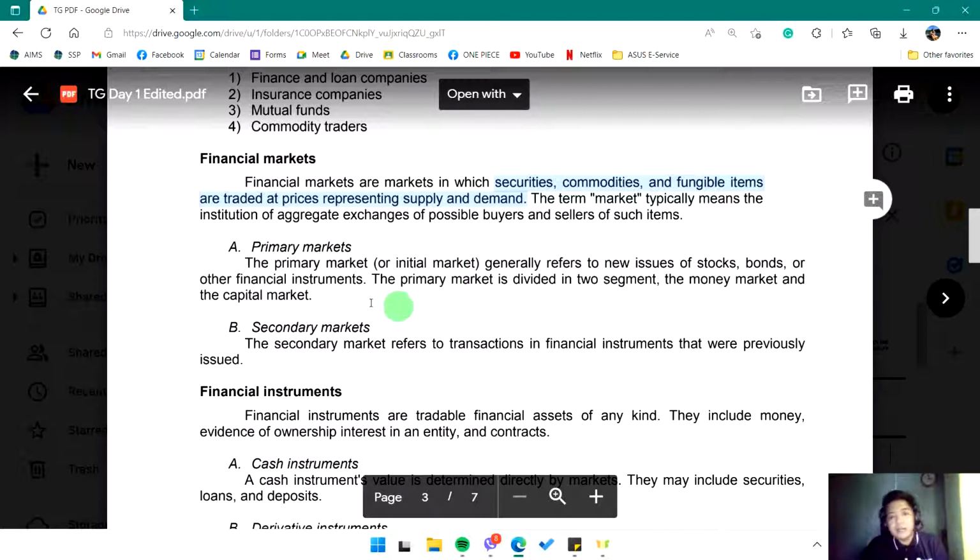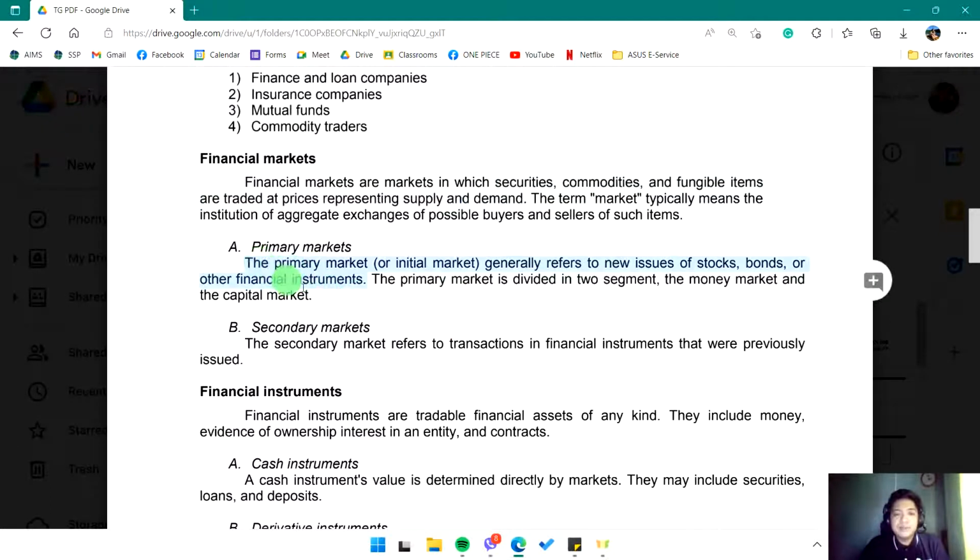And when we say primary market, ito po yung initial na market, the fresh batch or the new batch of issues of stocks, bonds, or other financial instruments. And it can be further divided into two segments, the money market and the capital market. Next, we have the secondary markets. Ibig sabihin na naman po nito is ito yung parang previous batch wherein you've already made trades with it. You've already transacted in this market. So, previously issued na siya, hindi siya fresh batch ng market natin.